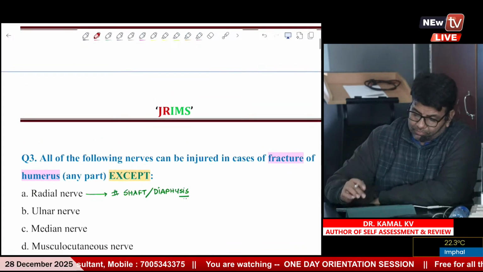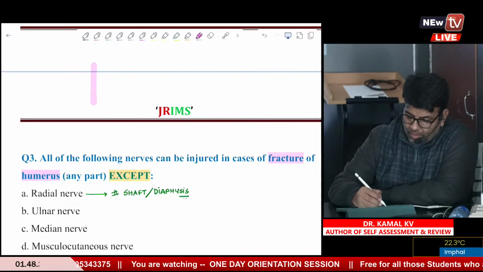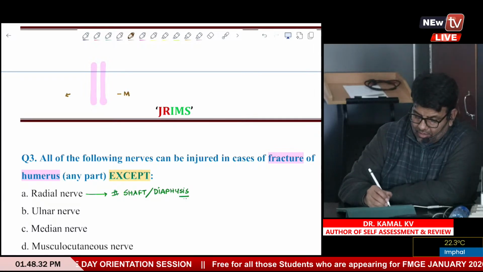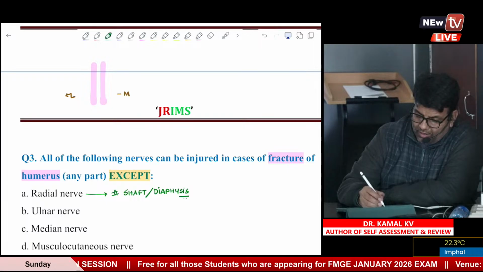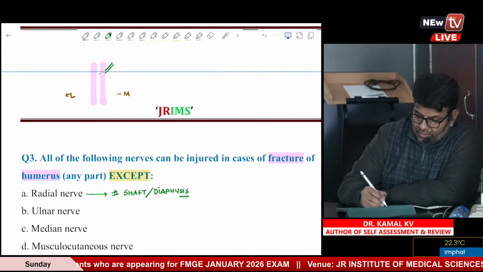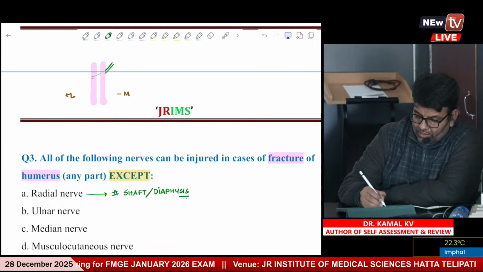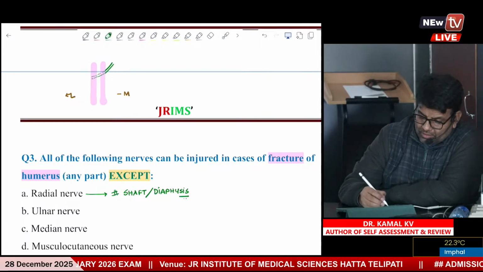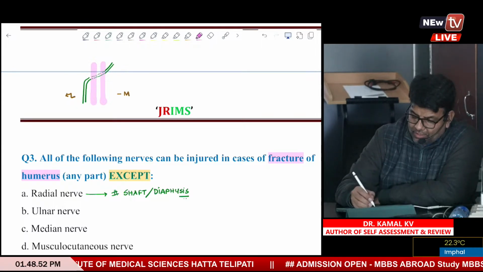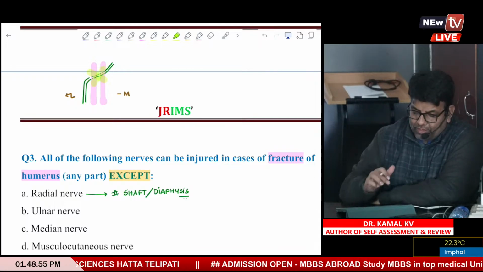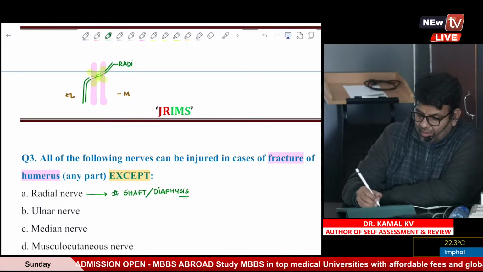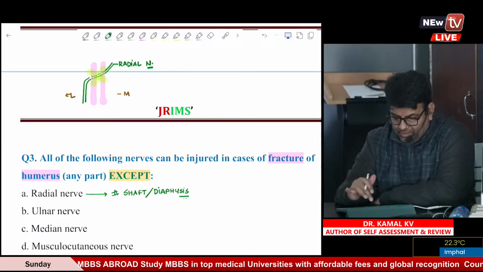And why do we say so? Because suppose this is the humerus, say this is medial, this is lateral. And what is the course of the radial nerve? Radial nerve comes from the posterior cord, right? It travels behind the humerus and then comes to lie laterally. So if there is any fracture here, obviously it is going to injure the radial nerve. So this is the radial nerve. And this question has been asked almost every year.